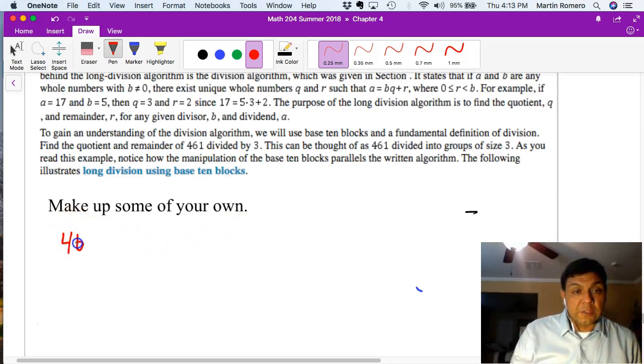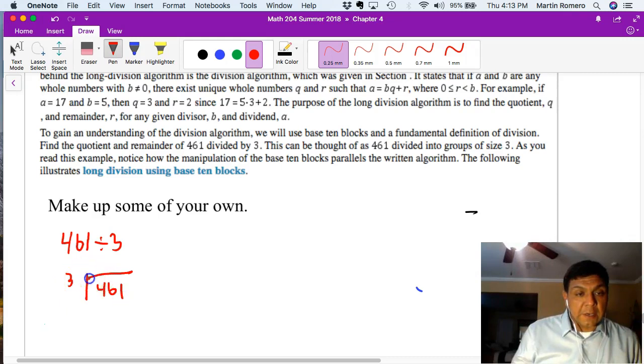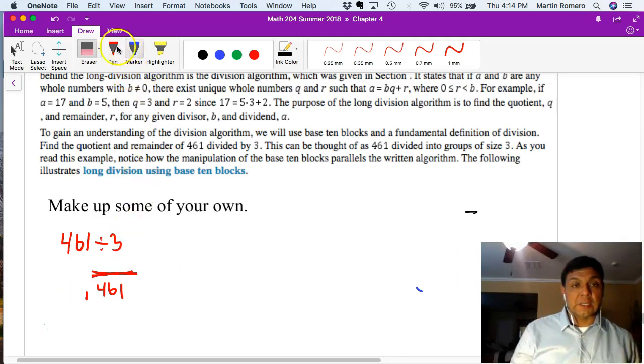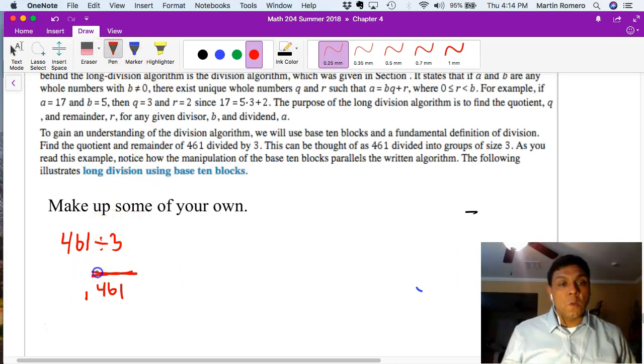So let's try an example and remind you of what that looks like. Let's do 461 divided by 3. Let's do long division first, the algorithm, just to remind us. So that number goes in there, and the question that gets asked is, how many times does 3 go into 4? And the answer is yes, one time.